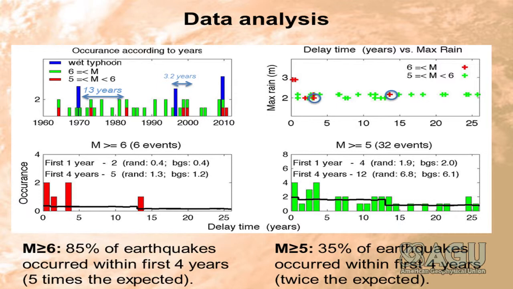And when we're looking at this figure, we can see that the reds, which are magnitude 6 and above, are clustered, very close after the wet typhoon. With the green ones, which are magnitude 5 to 6, we cannot see any direct correlation. But then we resort to more statistics, and we did that over here. So we put the same information here, but in a histogram, in bars, as you can see over here. And you can see that the magnitude 6 and above occur mostly in the first 4 years. 85% of the earthquakes occurred within the first 4 years.